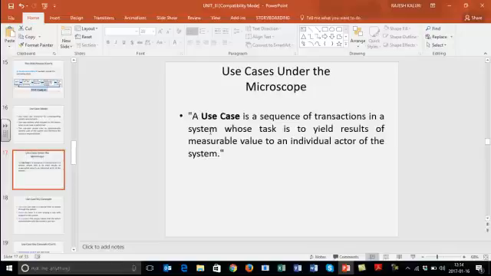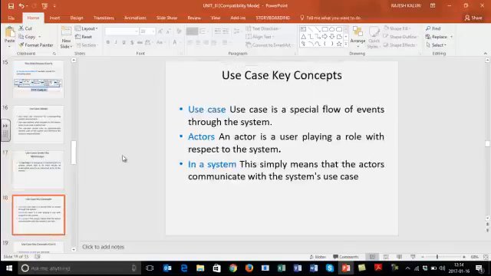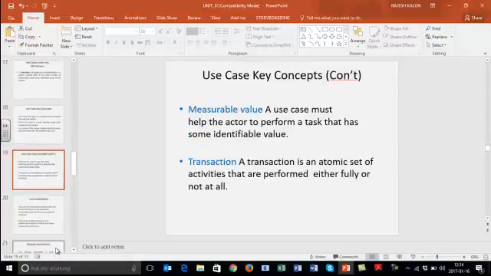And then there are key concepts under this use case system, like what is a use case, what is an actor, and what is a system. So that's why I'm showing you here: use case, actor, and system. System is nothing but where the users, nothing but actors, and use cases are involved. And then the other key concepts, like measurable value and transaction.